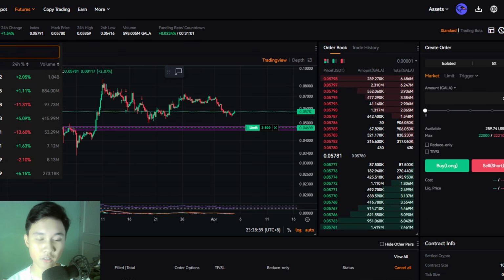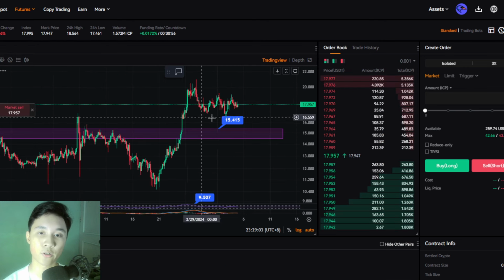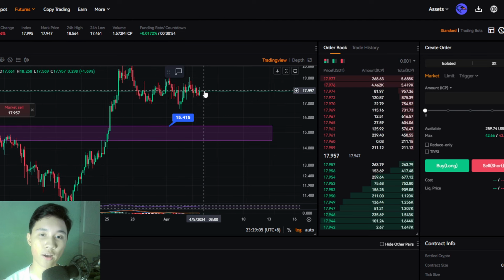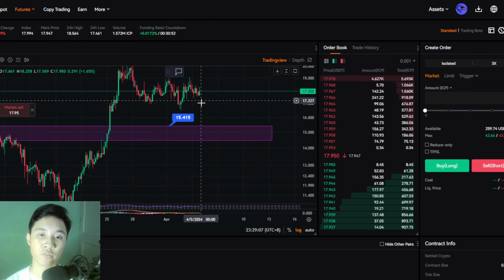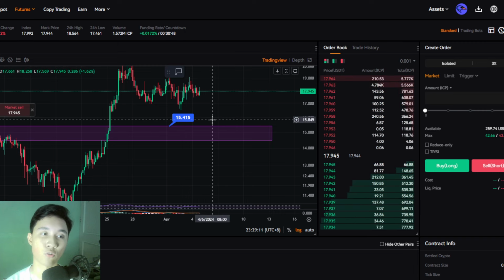And as a matter of fact, I'm planning to open up a long position on ICP. If you take a look at the chart right here, if we do see a dump for ICP towards the downside, towards $15.4, I would potentially open up a long position right here over on Blofin.